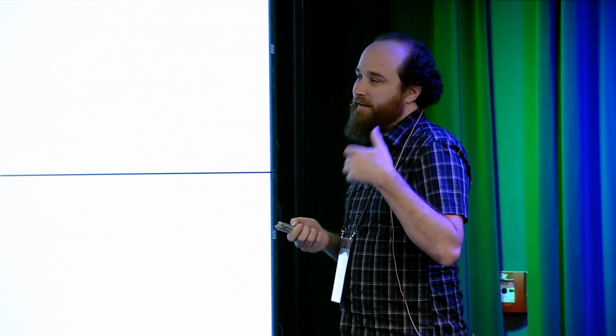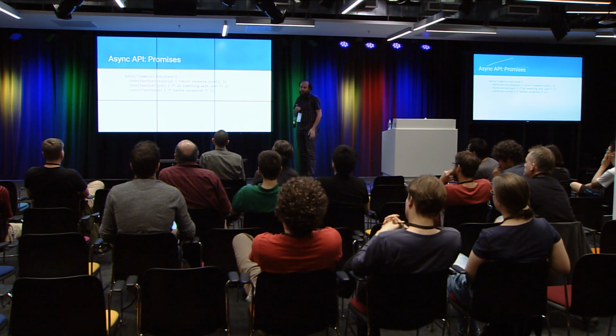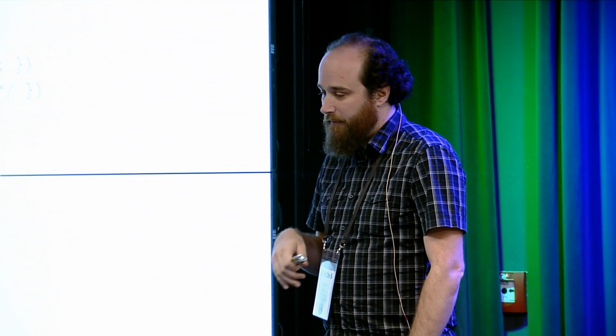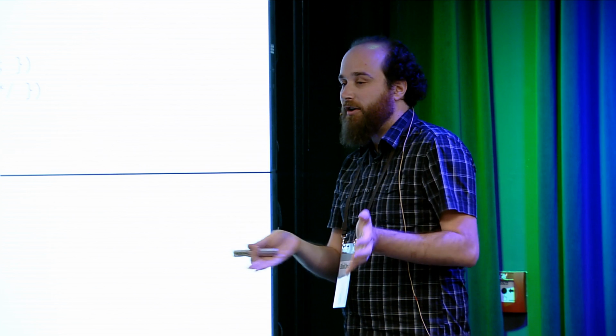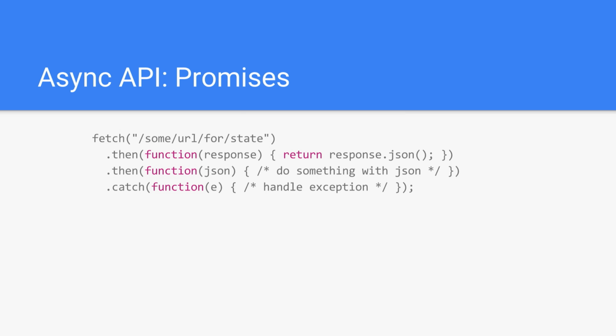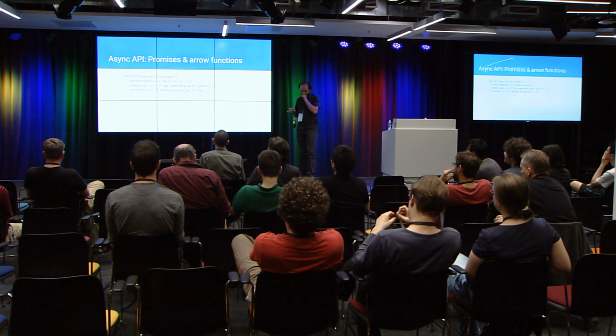And the pattern that seemed to emerge in the community was promises, and that's something that got added both to the DOM and ES6 about the same time. And so then I have promises, and we saw a lot of slides with these yesterday too. Here's Fetch, a very modern web API using promises. And it doesn't result in too much indentation because you have this chaining, and it has a nice catch-all exception handling method. But it's still a lot of boilerplate. You have these function things, and you have to repeat yourself over and over. And even with arrow functions, it's not that much better.